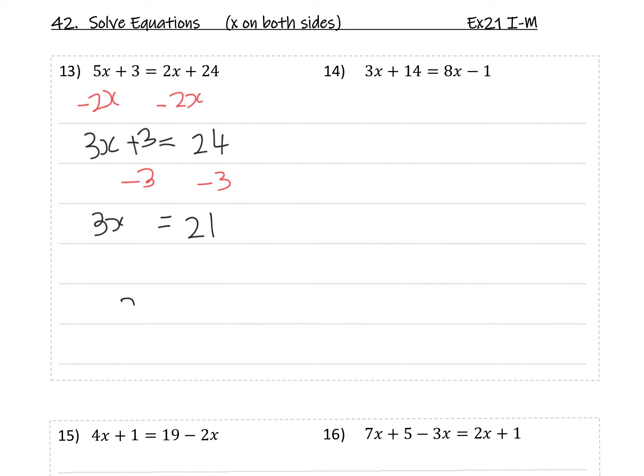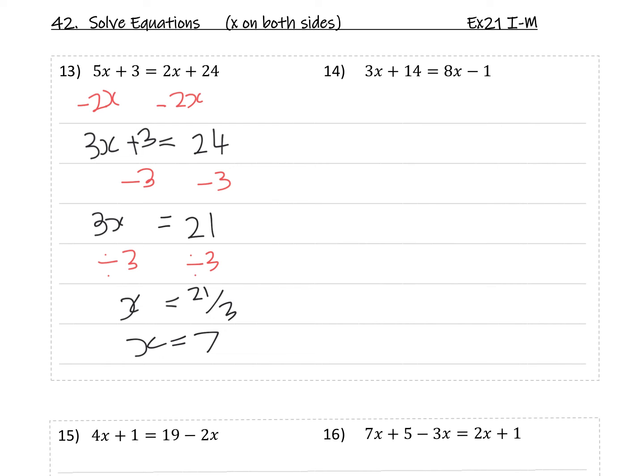If 3x's are 21, how do we work out 1x? We'd have to divide through by 3. So we divide both sides by 3. 21 divided by 3 gives you 21 over 3. Or you could just work that out to be 7.